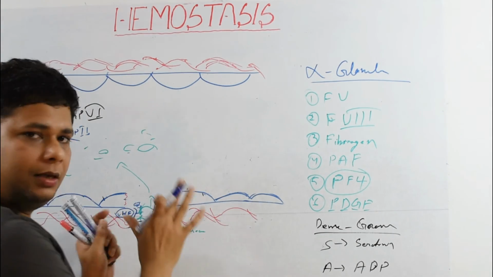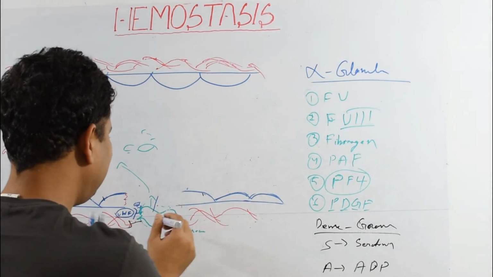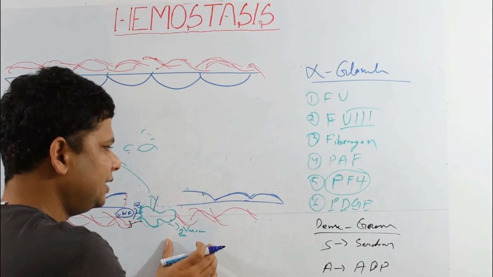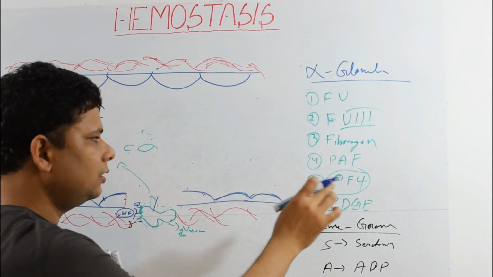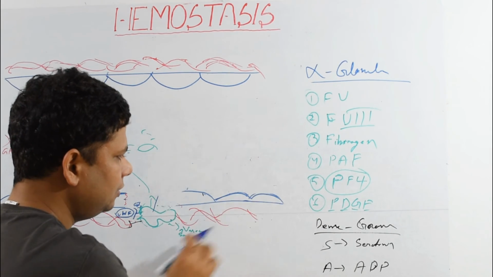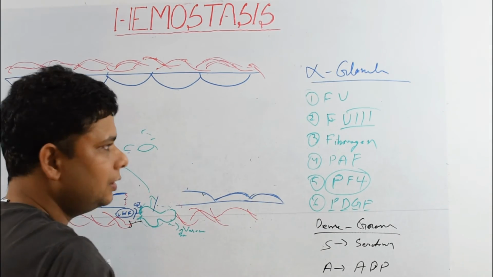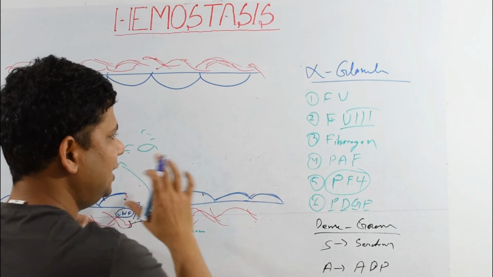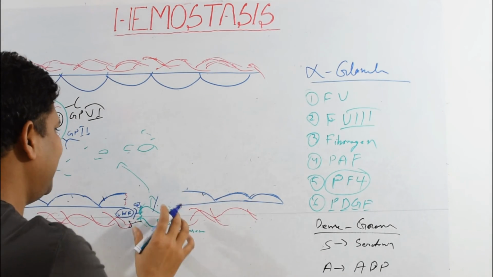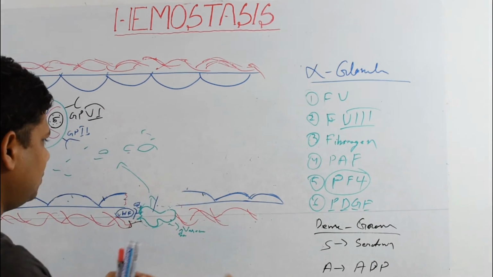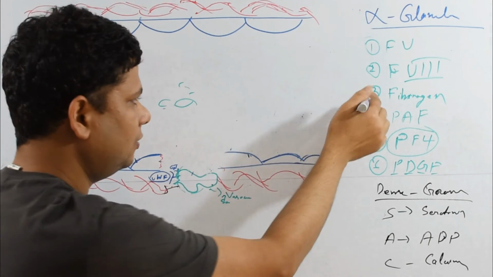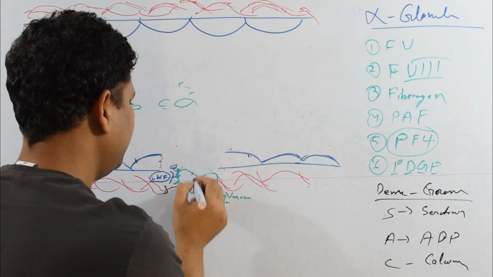What are the factors secreted from platelet? Now, serotonin is a vasoconstrictor, platelet factor 4, platelet activating factor, ADP. These are the factors, and also thromboxane A2. These are the factors which recruit more platelets, and along with that there is another factor which is fibrinogen.